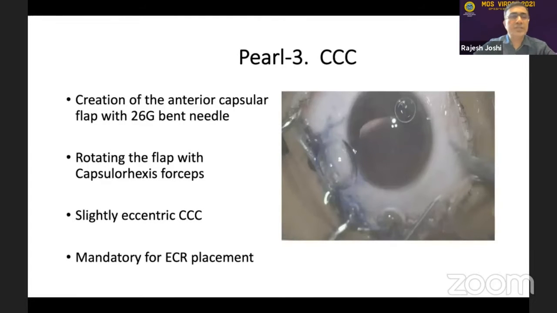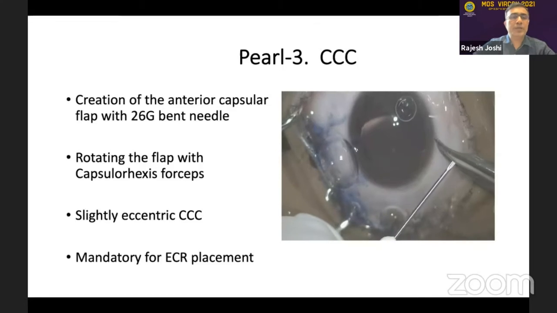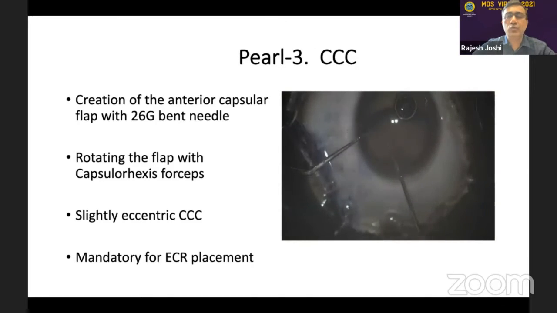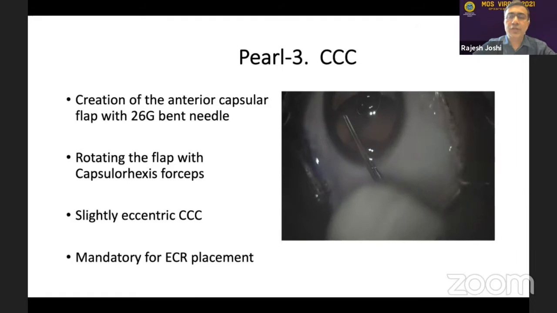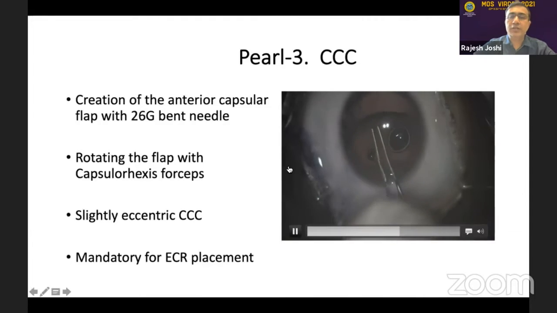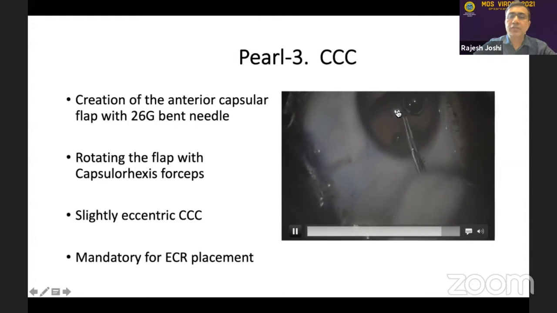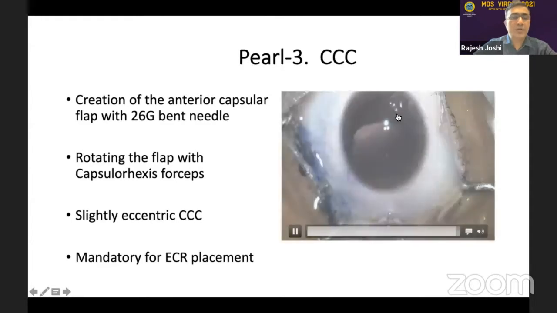Pearl number 3 is CCC, creation of the anterior capsule opening with the help of a 26 gauge needle and rotating it either with the forceps or with whatever instruments you are comfortable with, and make sure that there is a sufficient area, or you have to create a small rhexis margin near the subluxated part of the lens. A slightly eccentric CCC is always better.